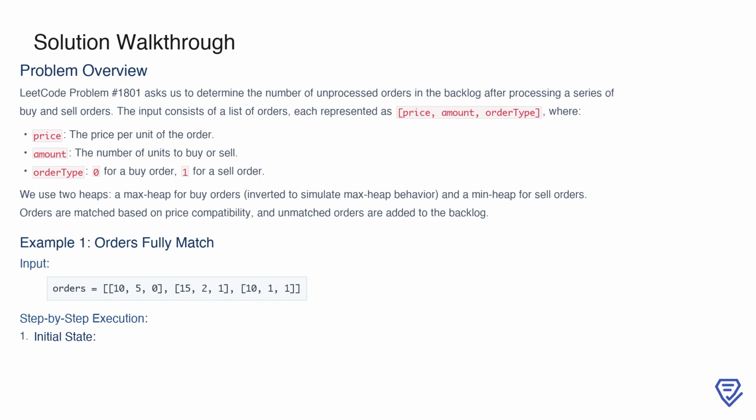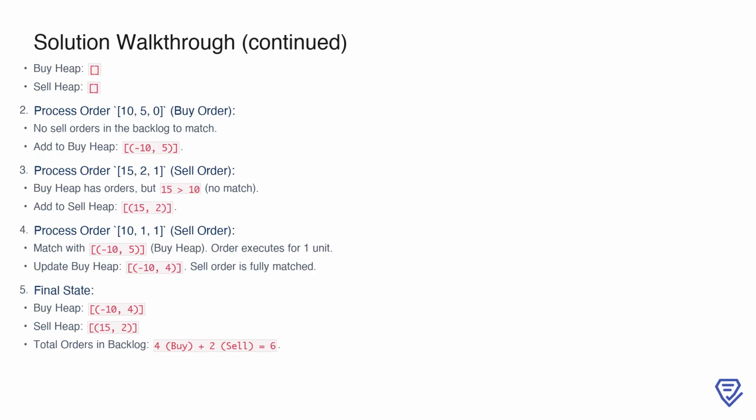For example, let's consider the input 10, 5, 0, 15, 2, 1, 10, 1, 1. In this case, we'll show how orders are processed step by step, updating the heaps as we go. Initially, both the buy heap and the sell heap are empty. The first order, 10, 5, 0, is a buy order for 5 units at a price of 10. Since there are no sell orders in the backlog to match this buy order, it is added directly to the buy heap, which now contains -10, 5.